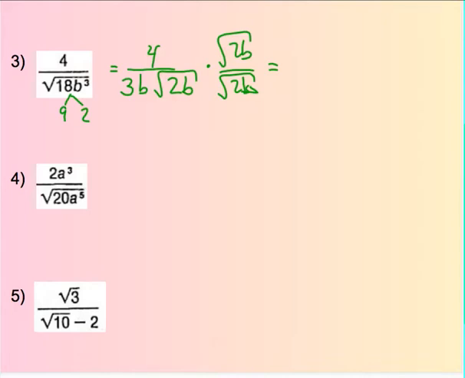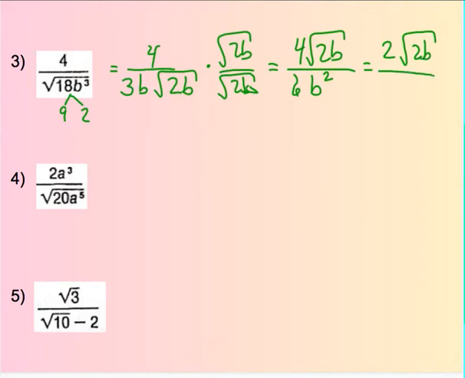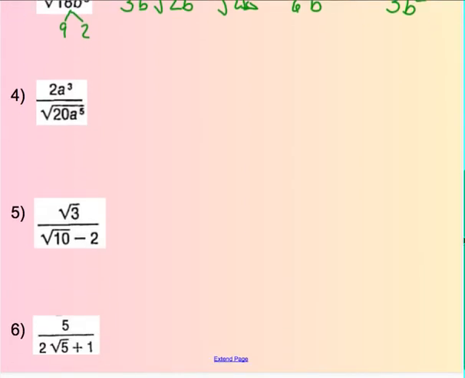In the numerator, we've got 4 times the square root of 2b. In the denominator, the radicals cancel. 2 times square root of 2 times square root of 2 is 2, times the 3 is 6. And then we'll have the square root of b times the square root of b is b, times the b is b squared. Now again, I can't simplify my b's because one is under a radical and one is not, but I can simplify my 4 over 6 to 2/3. So we have 2 times the square root of 2b over 3b squared. I'm going to let you try example 4, and I'm going to jump to 5, and then I'll have you try 6.